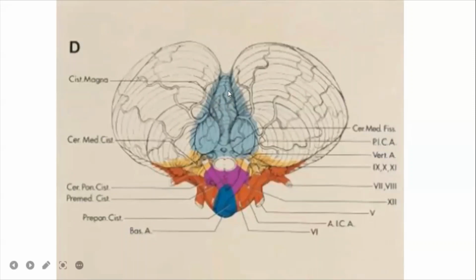This is the inferior view, in which we can see the large area inferiorly, which is the cisterna magna. Anteriorly is the cerebellomedullary cistern. Anterior to the cerebellomedullary cistern is the cerebellopontine cistern, and in the midline are the premedullary and the prepontine cisterns.